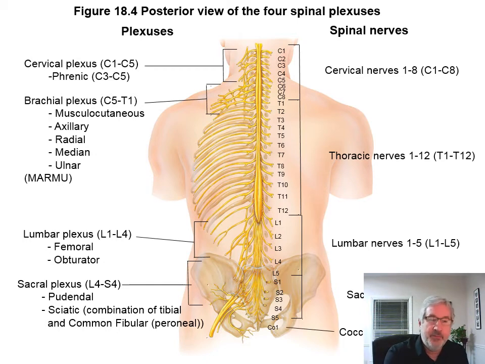The lumbar plexus comes out of the spinal nerves L1 through L4 and you have the femoral nerve and the obturator nerve. Then the sacral plexus comes from the lumbar spinal nerves L4, L5, and then sacral nerves 1, 2, 3, and 4. And you have the nerves that come out of that, the pudendal and the sciatic. And the sciatic is a combination of the tibial and the common fibular nerves. So tibial nerve and the common fibular nerve. The common fibular is also called the peroneal nerve. Okay, next slide.